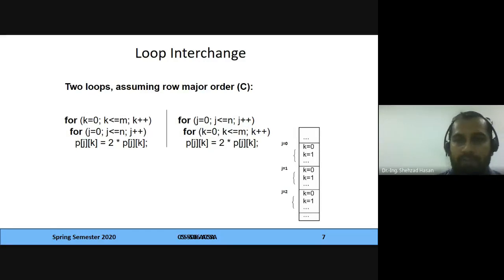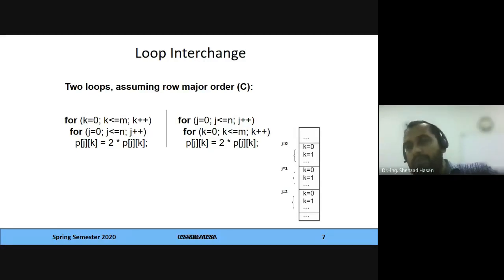So both are doing the same thing. If you want to calculate the number of operations, they are doing the same number of operations as well, because this is an m into n element array, so they are going through all the elements. That's not a problem. The only thing is the statement is jk, the order in which it's stored this way.